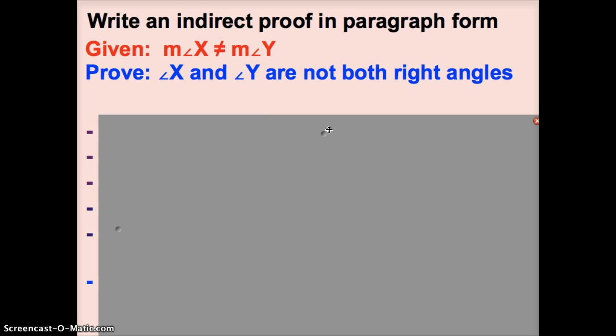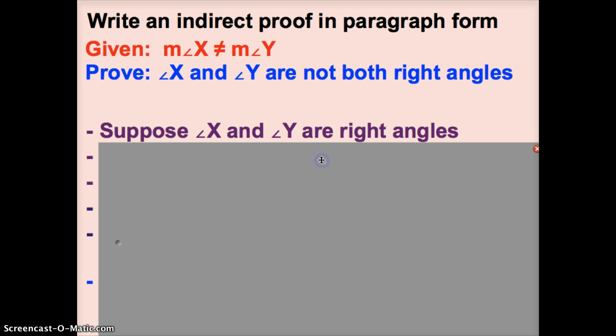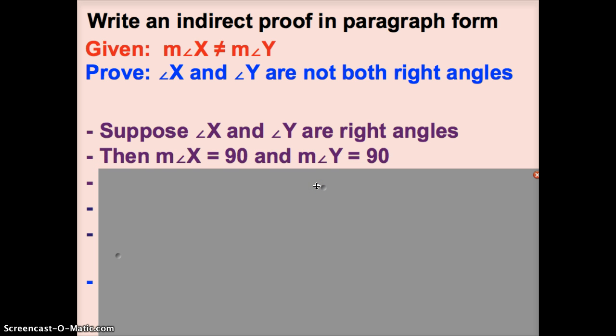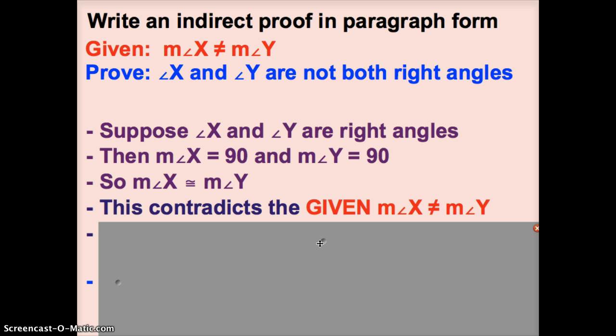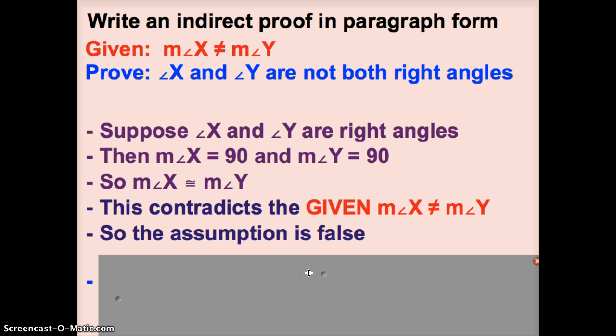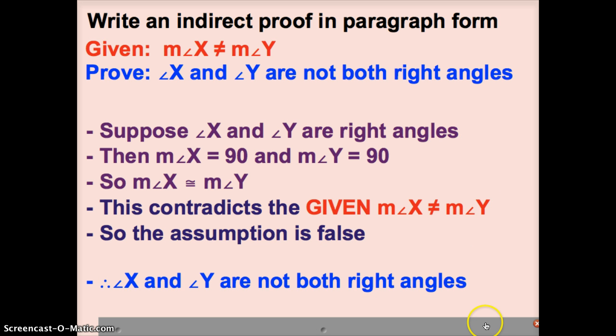If the given is the measure of angle X is not equal to the measure of angle Y, prove that angle X and angle Y are not both right angles. So first we're going to assume that angle X and angle Y are right angles. From there we're going to say that if they are right angles, then they equal 90 degrees. If they equal 90 degrees, then they are congruent. This contradicts the given information that the measure of angle X is not equal to the measure of angle Y. The assumption that we used in the beginning, suppose angle X and angle Y are right angles, is false, and therefore a conclusion can be made that they definitely are not right angles.